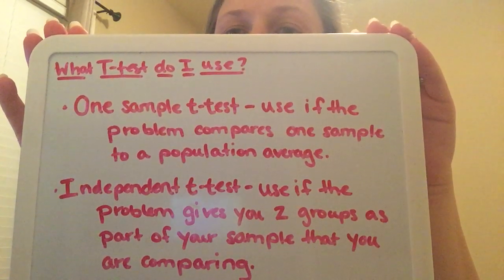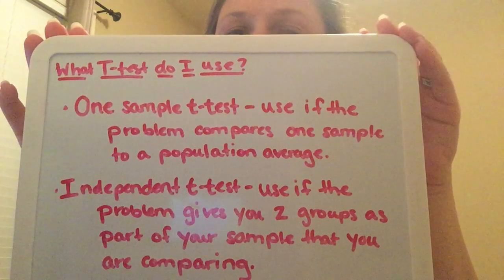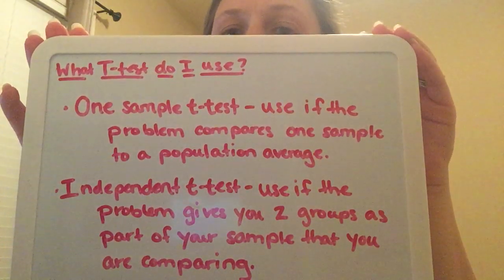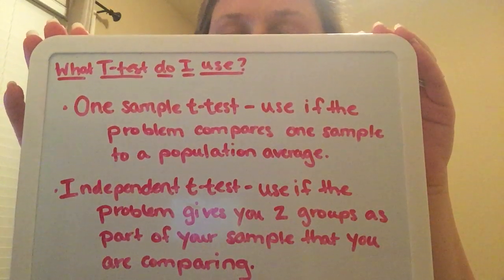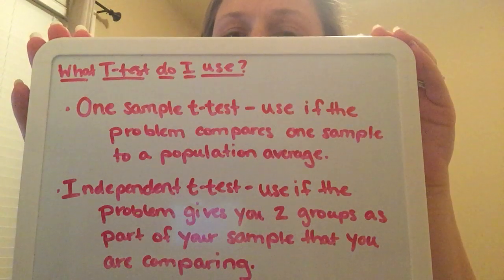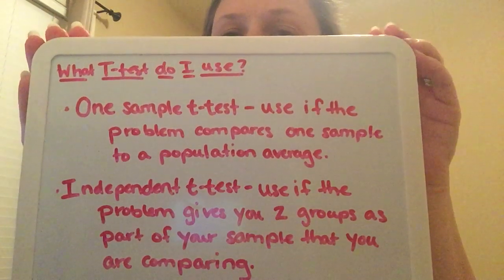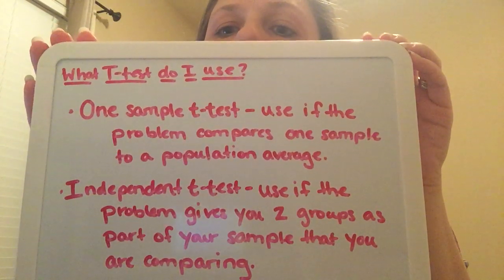So the one sample t-test just compares one sample of scores, so one group of people in your sample, against an entire population mean. So hopefully that one's going to be maybe the easiest to figure out, because if you see them giving you a population mean, then you know it's a one sample t-test. The next one I have listed here is an independent samples t-test.